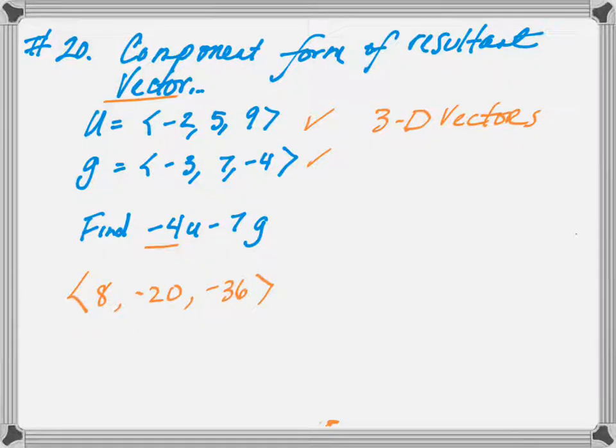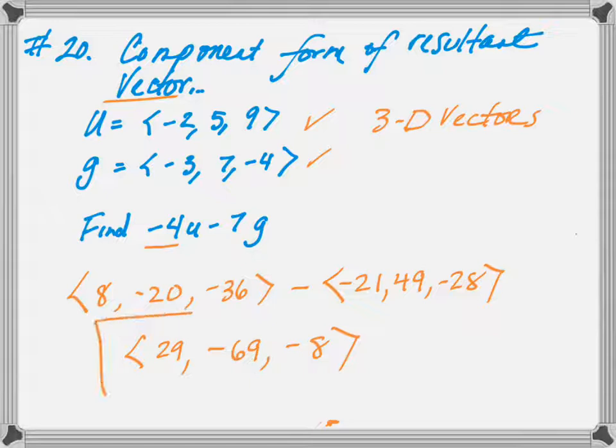And then we're going to subtract. Let's just do it and multiply everything by 7. So that would be negative 21 for the second one, 49, and negative 28. So let's see if I did this right: that would be 8 plus 21, which is 29. Negative 20 minus 49, which is negative 69, and negative 36 plus 28, which would be negative 8. So that's the answer for number 20.